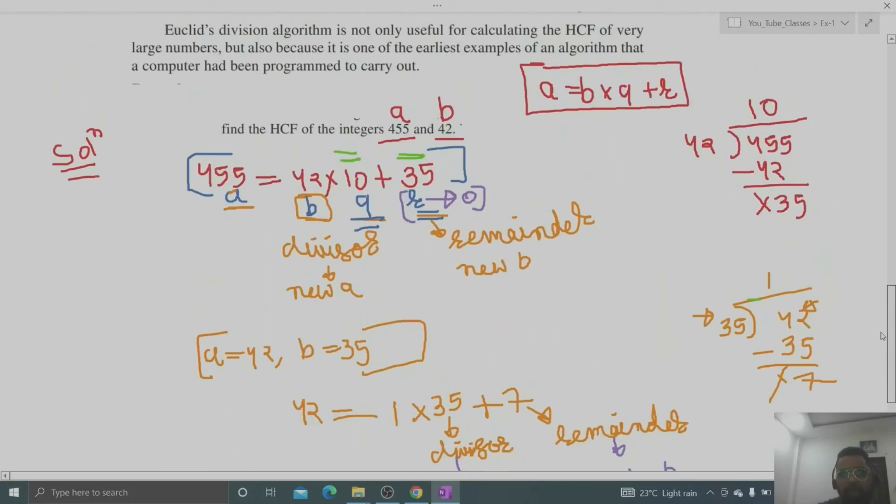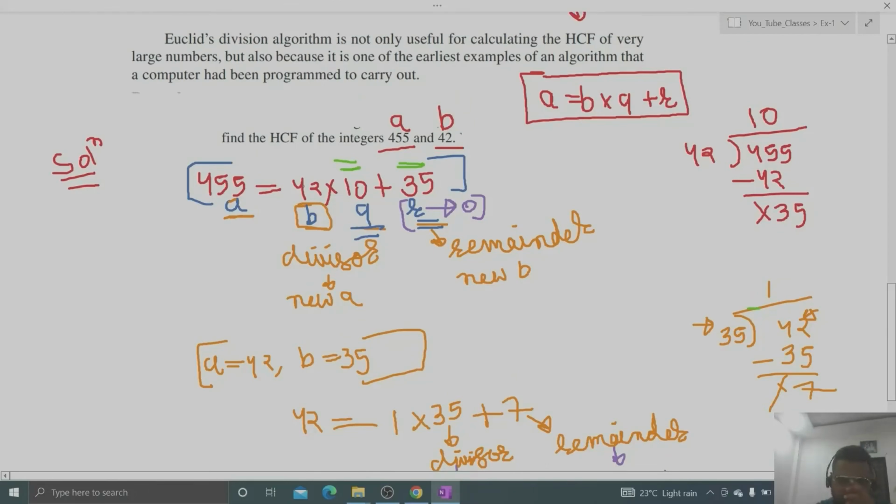Okay, so I will explain once again what I did. I have written 455 and 42 in the form of dividend is equal to divisor into quotient plus remainder. So I have divided this 455 by 42, and you can see here it is 42 into 10 plus 35, where 35 is the remainder, and our divisor here is 42.